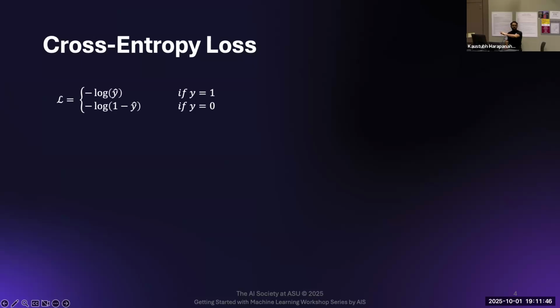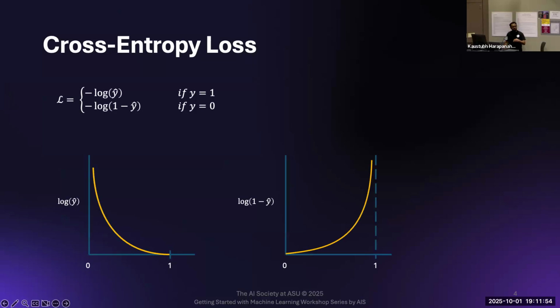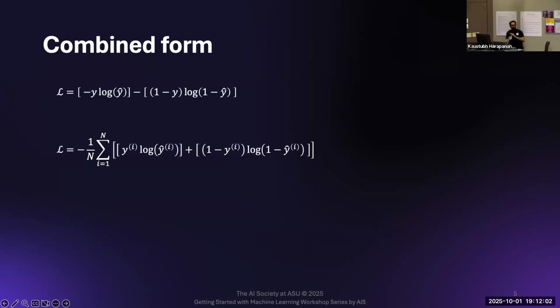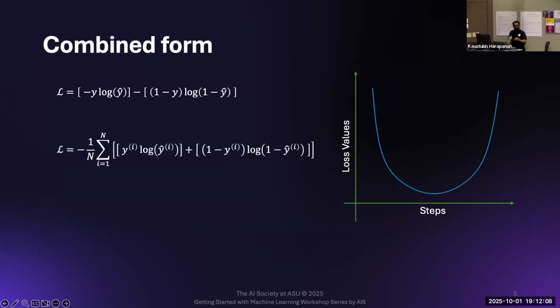For example, this is how we defined our cross entropy function, or cross entropy loss, right? The left-hand side of the curve looks like this, and the right-hand side of the curve looks like this. So when we combine both of them, it looks like this, right? And this is our generalized loss function that we can use for training. And when we want to train this, we have a convex curve. This is how the curve looks.